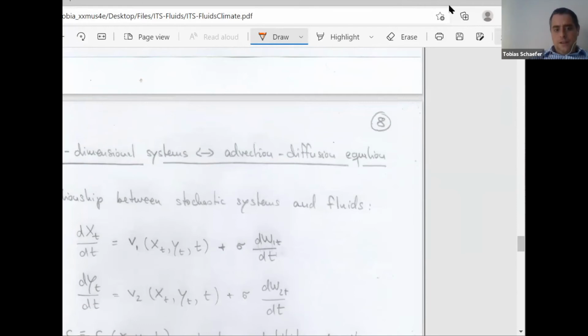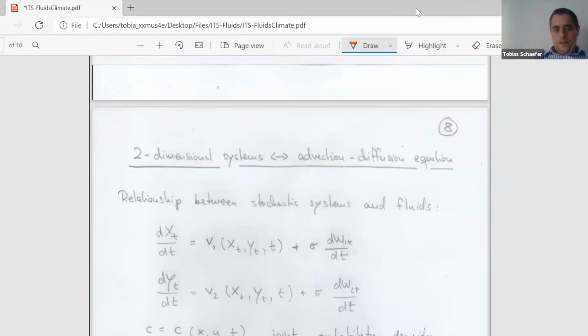So one interesting next step is to extend this idea to two-dimensional systems. And this, again, not going through all the proofs here, is fairly simple. So here I just wrote down two stochastic differential equations, and there's a deterministic term, V1, for the first component, and there's a deterministic term, a function for the second component, V2.